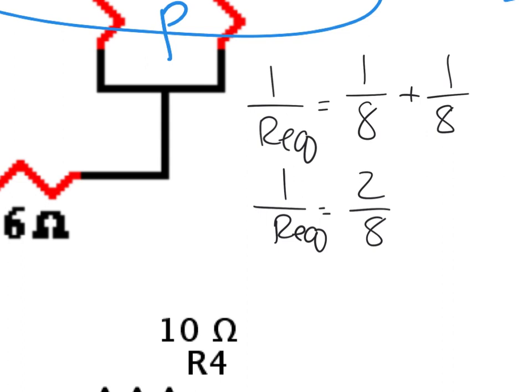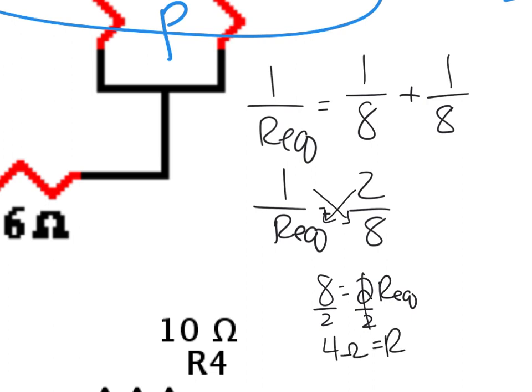Now, if I wanted, could I go crisscross? So I have 8 equals 2 REQ. Then divided by 2, and I figure out that it equals 4 ohms. Could I do that? Or could I just flip and do the inverse? Could I flip it and go, then that's REQ over 1, which is just REQ, 8 over 2, which gives me 4 ohms.